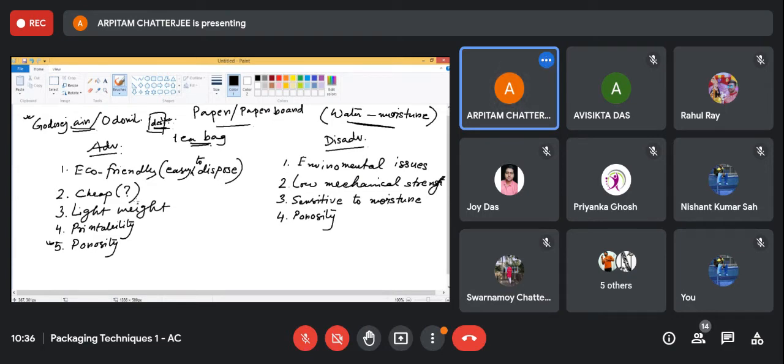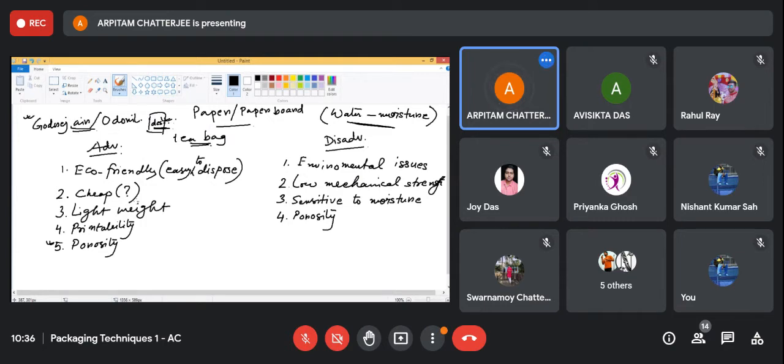ঠিক আছে, টি ব্যাগের ক্ষেত্রেও if that hot water and the tea leaves do not come into contact, then you cannot get the extract of the leaves. So in those cases, we need this porous nature of the paper. We use that advantage. But as one of you told, this porosity can be a disadvantage also.